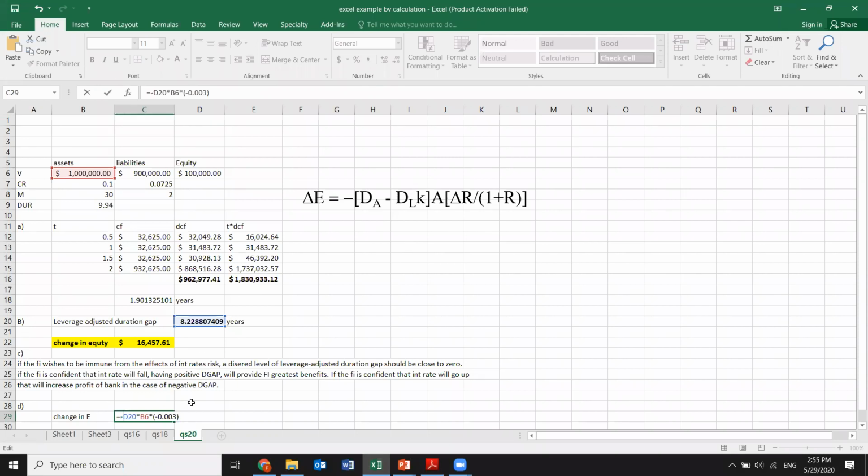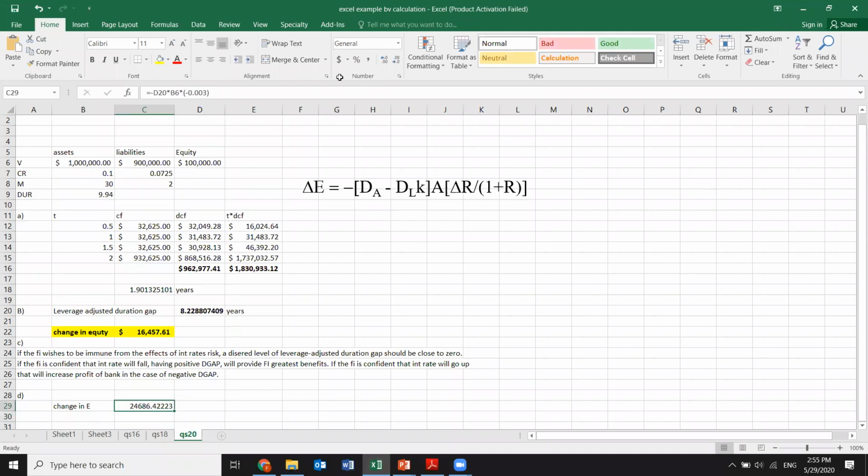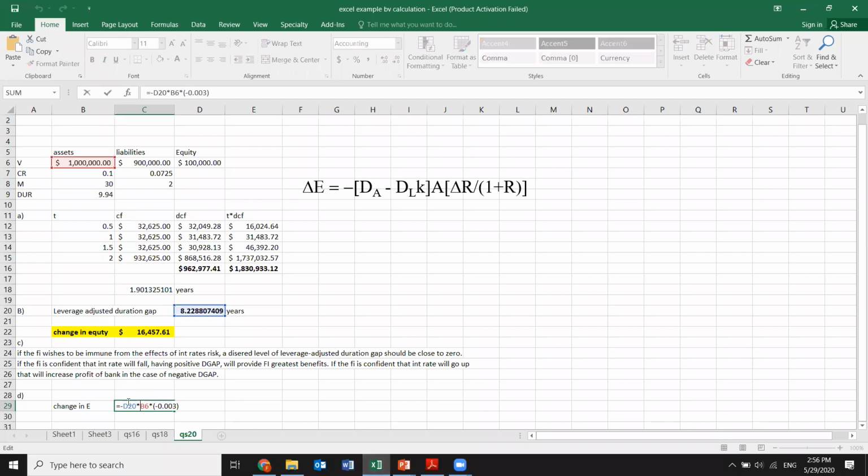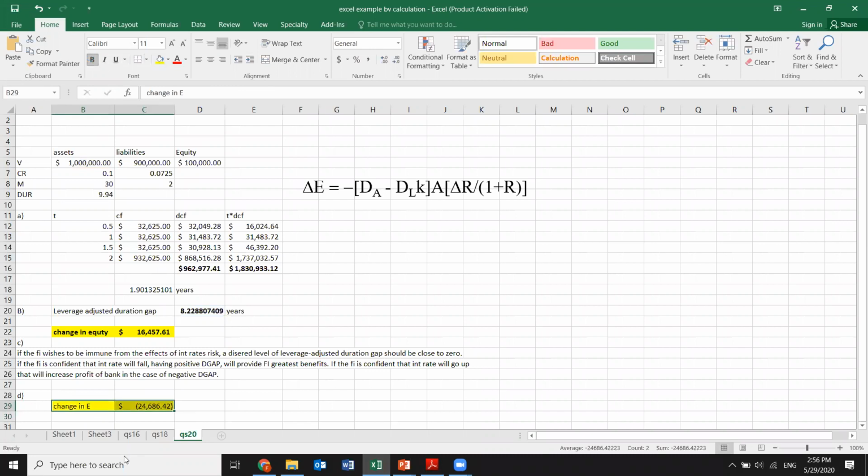Let me read the question again. Okay, there's something I'm missing, let me confirm it. Part D, verify your answer. So the relative change in interest rate is an increase. Sorry, I made it decrease, but it's increase, okay? So we shouldn't put the minus here, it's just a positive relative change. So there is a positive interest rate shock. That positive interest rate shock will bring us a change in the equity that will be reduced by 24,000.